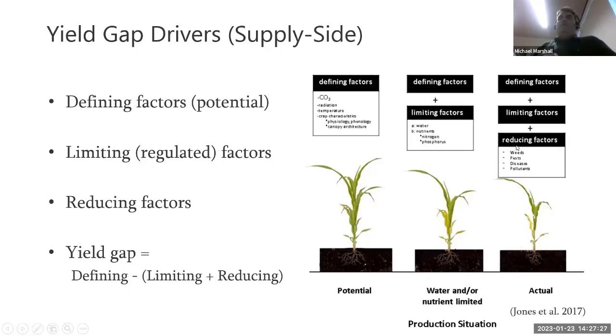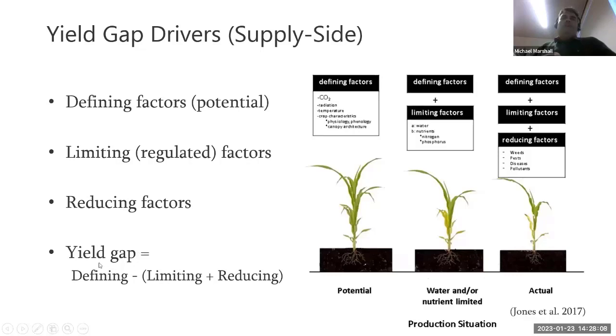But another area worth including in the models, though it's very difficult because you need a lot of data to do this, is the reducing factors. These are things that the farmers have less control over, and that's why they're not limiting factors. So things like weeds, pests, disease, pollutants. The farmer has some control, obviously, if they use Roundup, which kills weeds. It's a kind of defoliant. Pests and disease can be controlled to some extent by pesticides, and pollutants not so much, right?